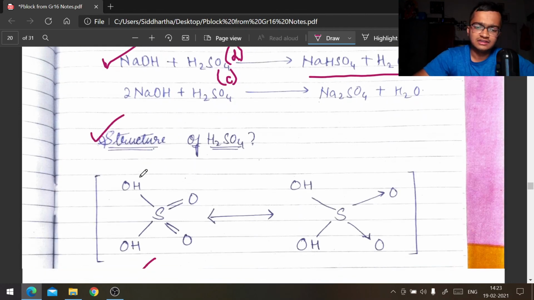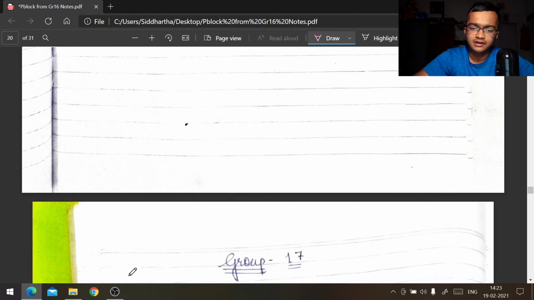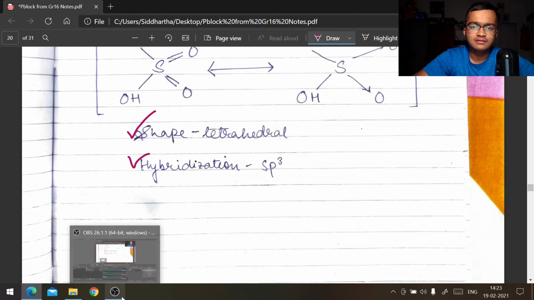Now the structure of H2SO4 is given. It is tetrahedral with sp3 hybridization. This is the end of group 16 elements.